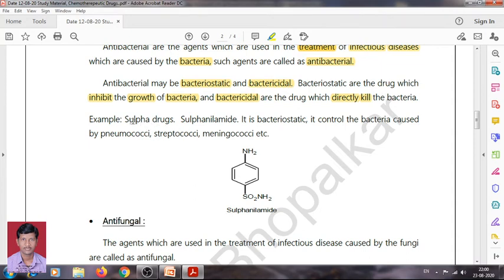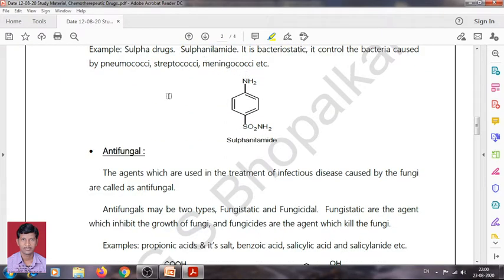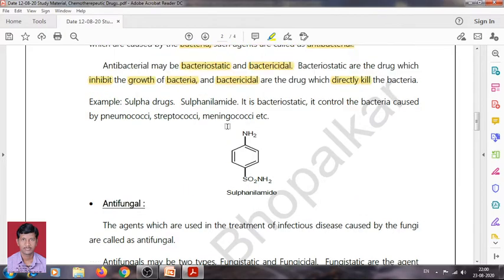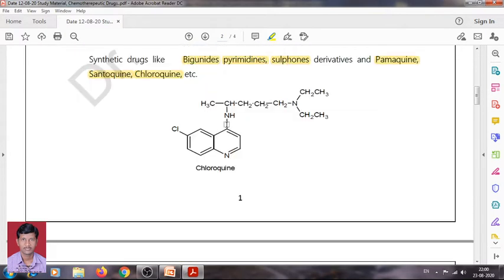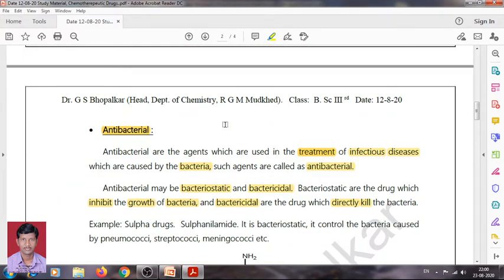And these are the examples. What are the examples? Sulfa drug, sulfanilamide, is bacteriostatic, and it controls the bacteria such as pneumococci, streptococci, meningococci. All these are the drugs which are used as antibacterials, and this is the structure of sulfanilamide. Sulfanilamide is used as an antibacterial. Okay. Now we have learned the first one is antimalarial, the second one is antibacterial.